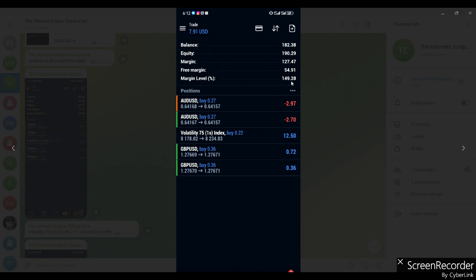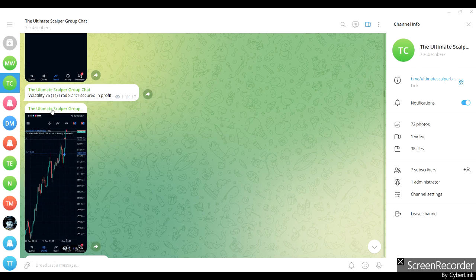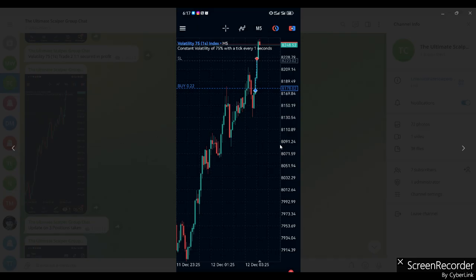This is how it was looking overall. I had three positions open, alright, and I had secured the 1:1 now on that position.